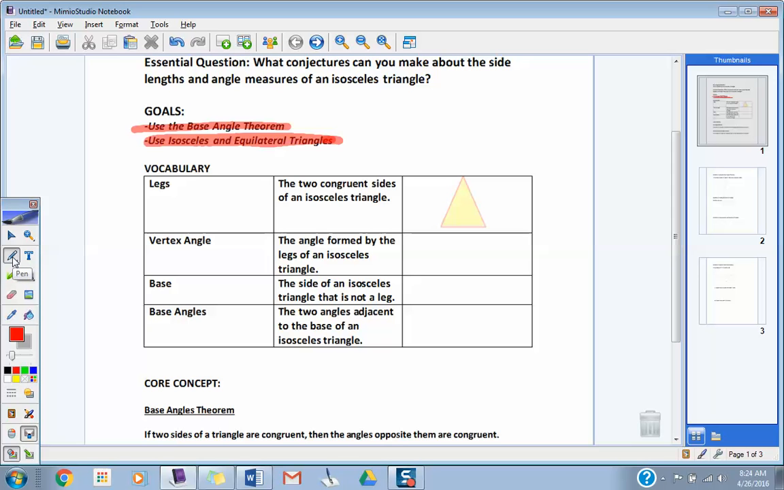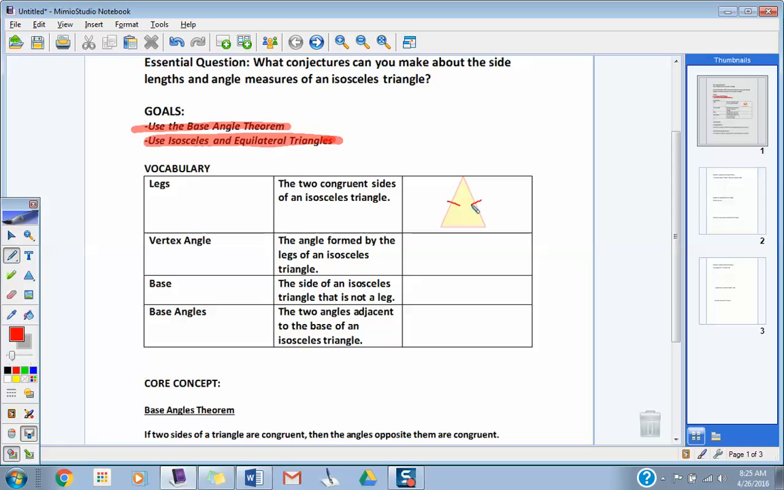In that triangle that I just drew up there, which two sides appear to be the congruent sides? Which ones? Top two, left and right. So if I want to indicate that those two lengths are equal, what do we need to do to both sides? Tick mark here, tick mark there. Okay?